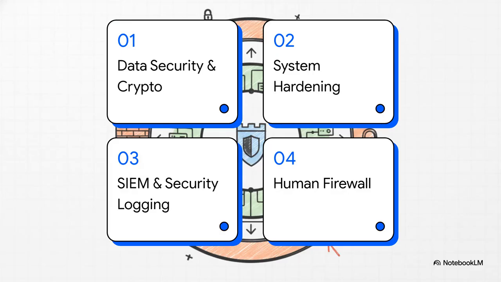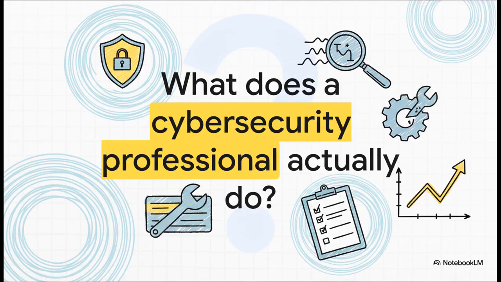So, here's our roadmap. We'll start with data security and cryptography, expand out to system hardening, followed by SIEM and security logging, and finally wrap up with building a human firewall. But before we get completely lost in the technical weeds, let's ground this theory in reality. What does a cybersecurity professional actually do all day?